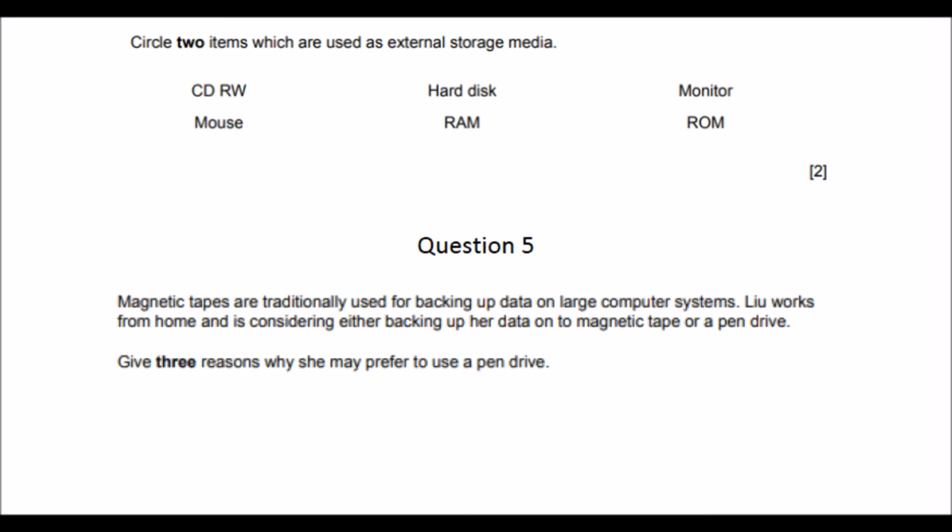This one says circle two items which are used as external storage devices. What are the two? Yeah, CD as well as hard disk. Then question 5, give 3 reasons why she may prefer to use a pen drive.